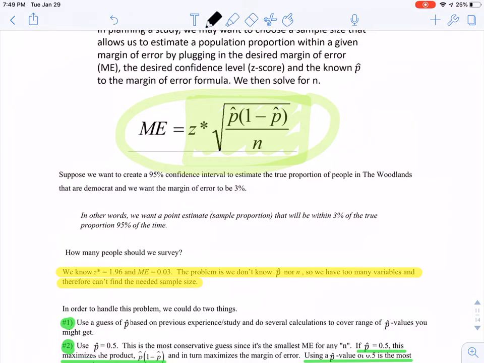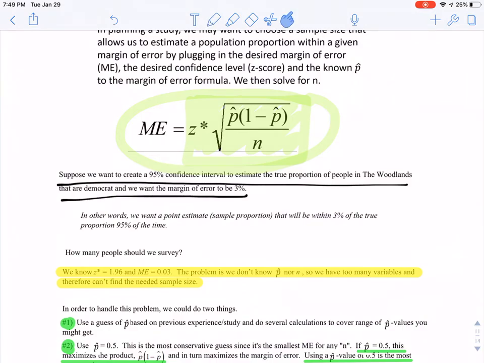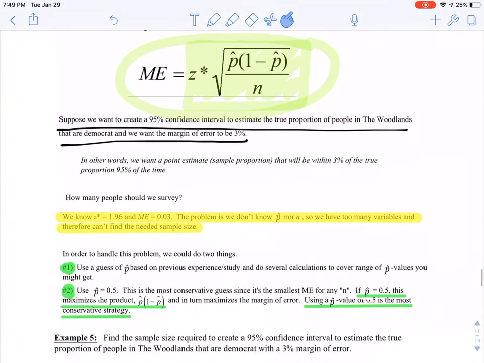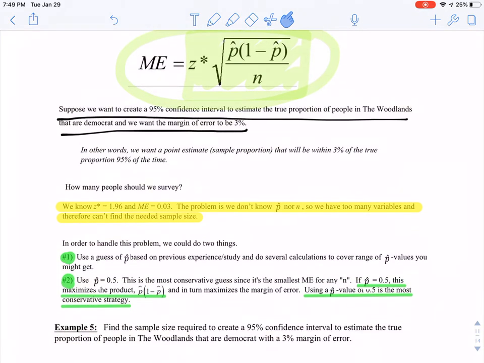Okay. So it mentions here, let's suppose that we want to create a 95% confidence interval to estimate, say, the true proportion of people in the woodlands that are Democratic. And we want our answer to have a margin of error of 3%. Okay, so in other words, we want our point estimate to be within 3% of the true proportion 95% of the time. Okay, so the question is, how many people should we survey?